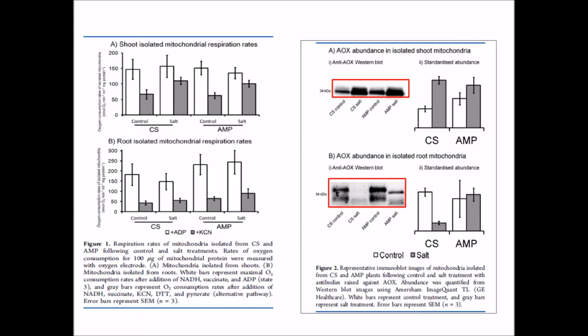In figure 2, the role of AOX under salinity treatment was seen using immunoblotting, where the salinity treatment induced higher abundance of AOX protein in isolated shoot mitochondria in both genotypes, with AMP containing higher baseline abundance of the protein. The immunoblot against AOX in isolated root mitochondria samples gave an indication that salinity treatment induced lower abundance of this protein in CS.